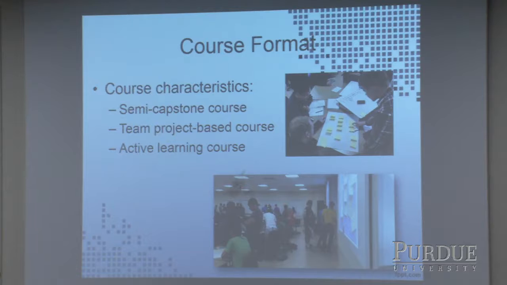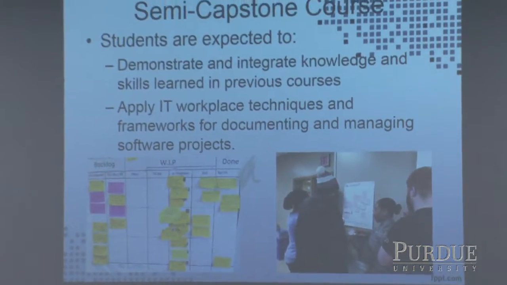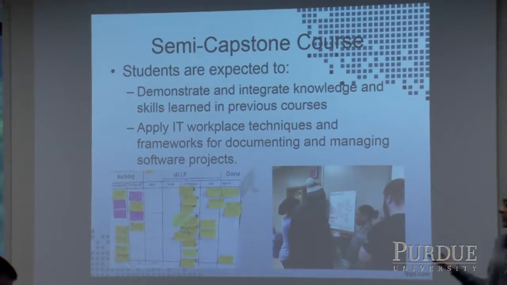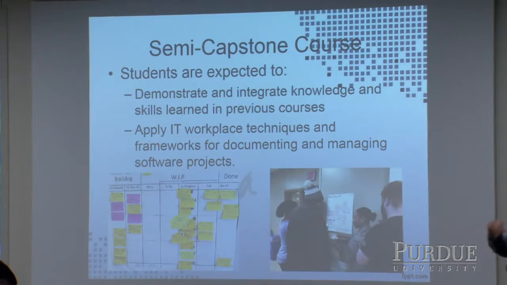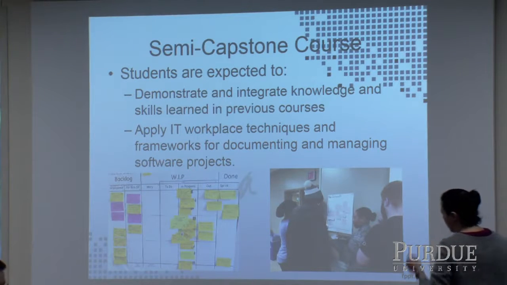You can see here pictures that were taken in this same classroom. These are my students working. This is a typical class activity. We use large post-its, small post-its, and whiteboards, so we really need all these elements of the classroom in order to be successful. Again, they have to integrate skills they've learned previously. They will also learn new skills, but we actually cover many of the things they have already learned. And then they have to apply information technology workplace techniques. This is just an example of the kinds of things we do.